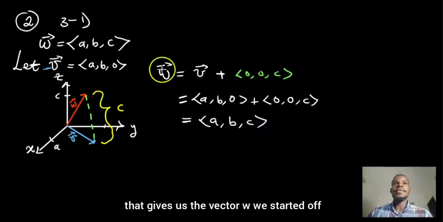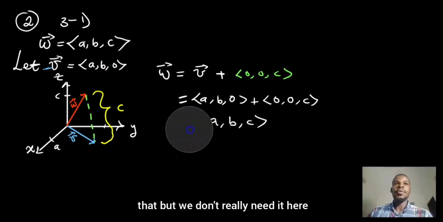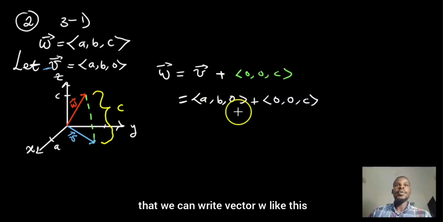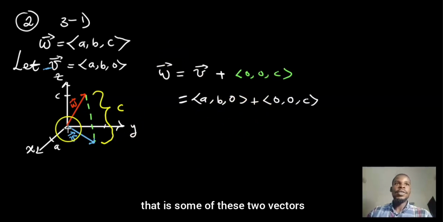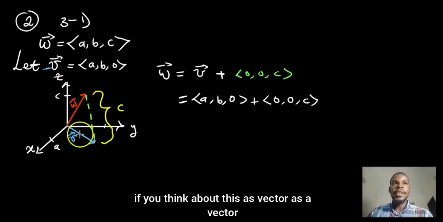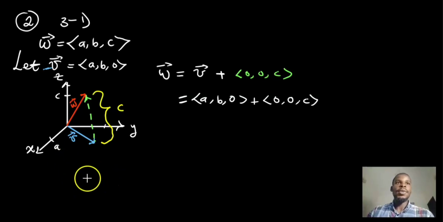Good. So that gives us the vector W we started off with. Okay, I just wanted to show that, but we don't really need it here. So I wanted to show that we can write vector W as this, that is the sum of these two vectors. That is to say, if it's a vector V plus this vector, if you think about this as a vector containing only C, we will get from here to here. That's how addition of vectors should be thought of.